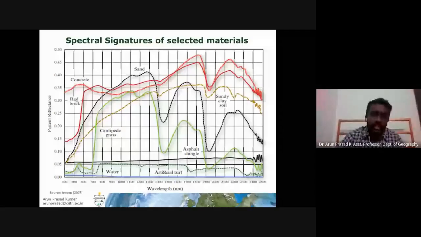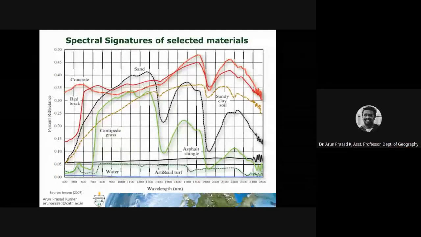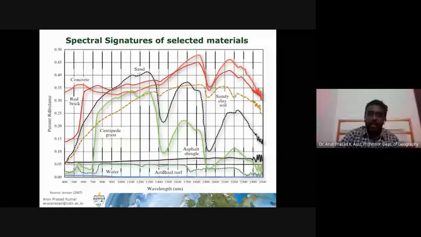So you can see here the red brick over here. Absorption is significant in blue and green, while in red the reflectance is much higher, based on the chemical composition present in the red soil or red brick, and because of the presence of less water and the chemical composition of this brick, the reflectance is much higher in the rest of the region.